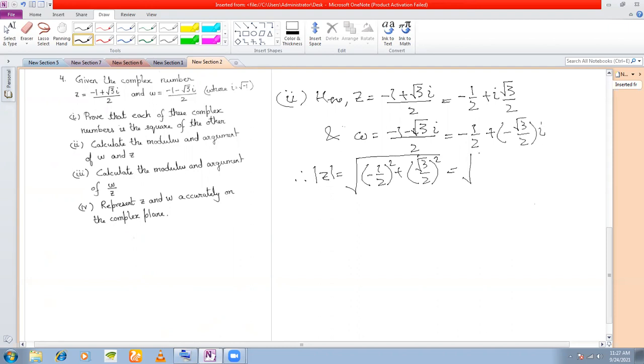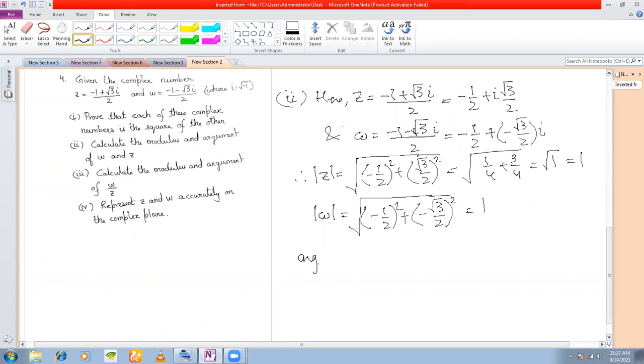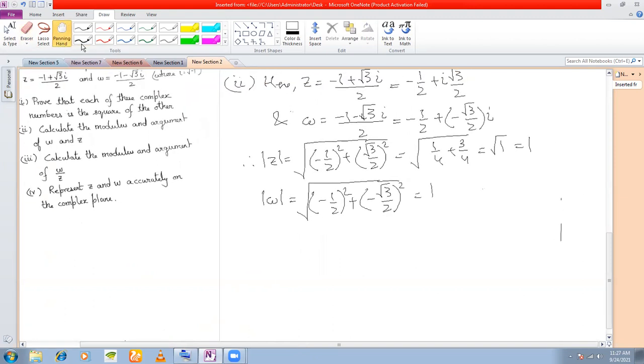So this is square root of 1/4 plus 3 by 4, which if you take the LCM, you'll get square root of 1, which is equal to 1. And what should be the modulus of omega? You'll also get it as 1: minus half square plus minus root 3 by 2 square, which also comes to 1. So that is the modulus of omega and z. Now, what should be the argument? If you see here, we have already found out the argument of this, right? You can locate this point on the Argand plane.